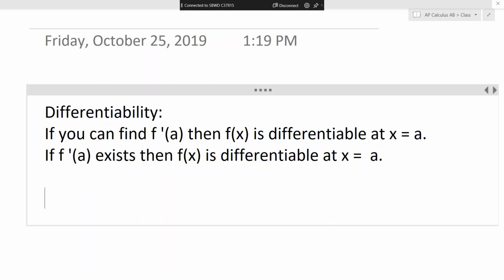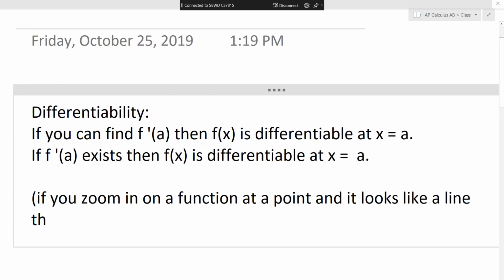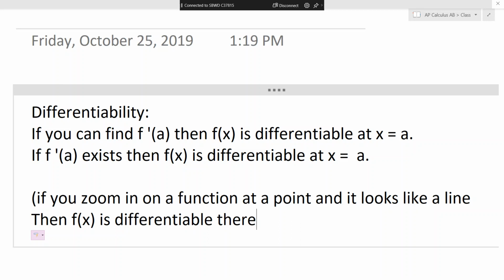A super easy way to think about it, although this is in a very technical way, is if you zoom in on a function at a point and it looks like a line, then f of x is differentiable there. It just has a slope, that's what it means. The function has a slope there.